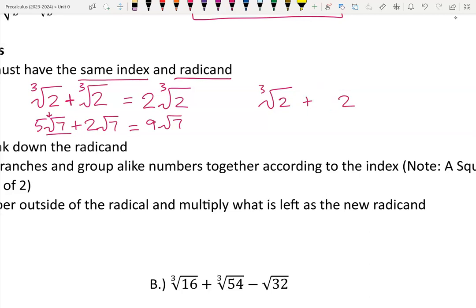Or even if I had different indexes, or even if I had the same index, but I had different radicands, I can't combine those as well. They'd have to stay separate.